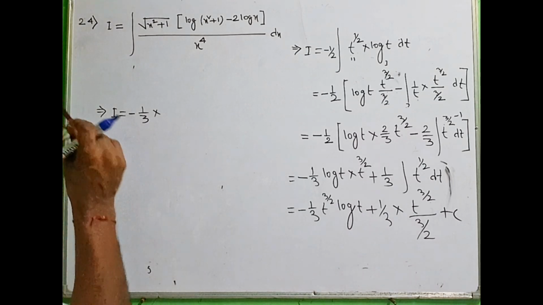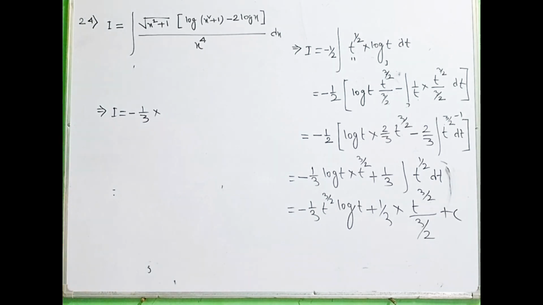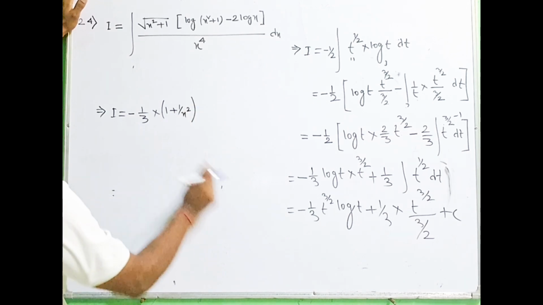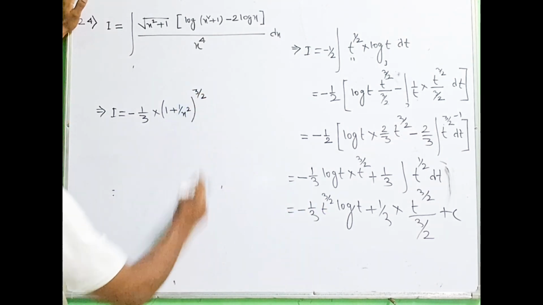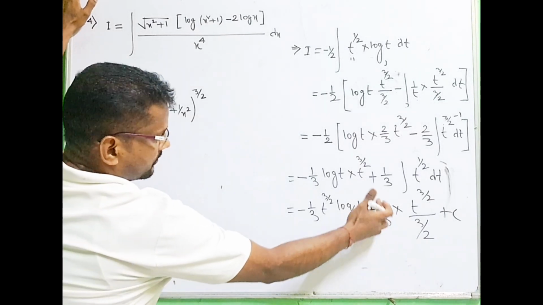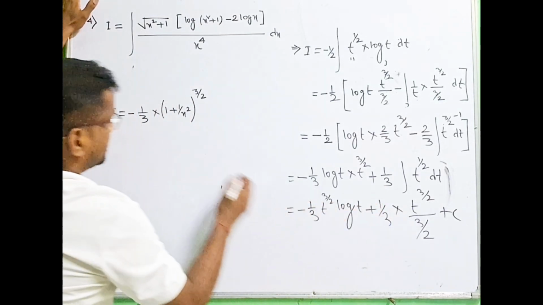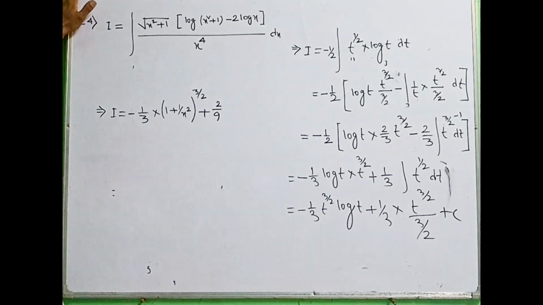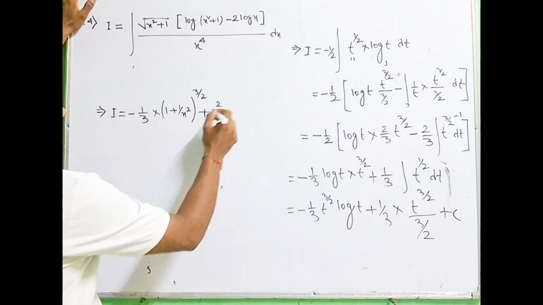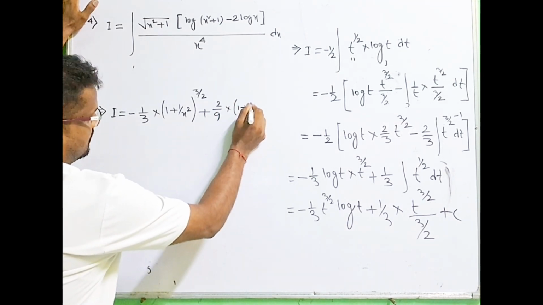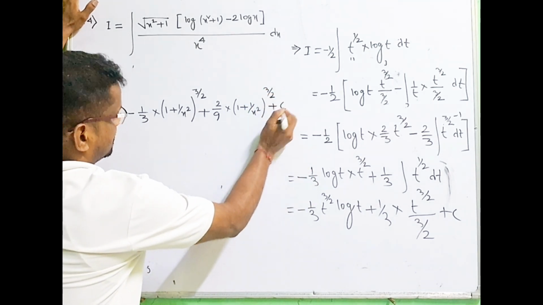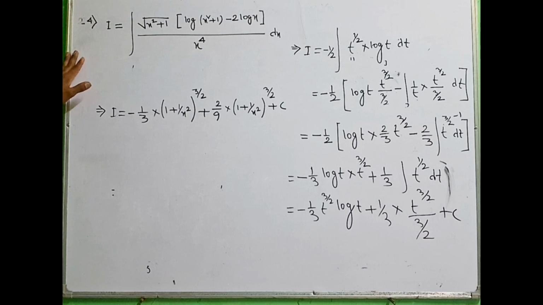So what was your t? T was your 1 plus 1 by x square. So let me substitute this, 1 plus 1 by x square whole to the power 3 by 2. Now it is your 1 by 3 into 3 by 2, that is 2 by 3, that is nothing but plus 2 by 9. 2 by 9. T to the power 3 by 2. So t is your 1 plus 1 by x square whole to the power 3 by 2 plus c. This much you will get after simplification.